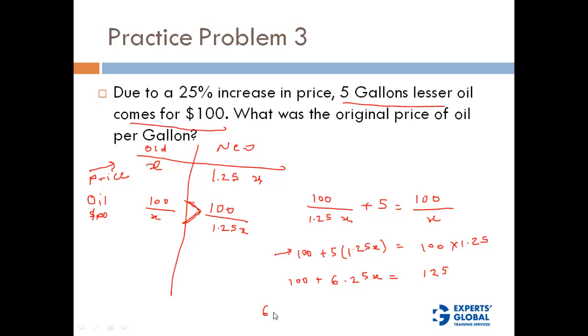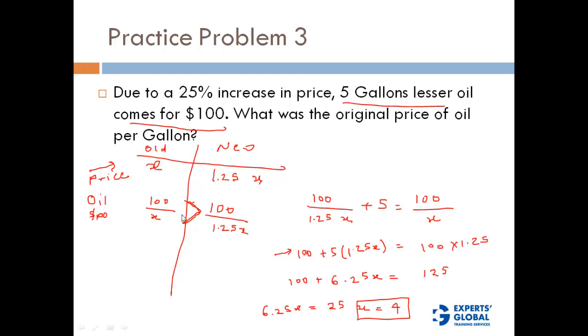So that means 6.25x is equal to, this 100 goes here, it becomes minus 100. 6.25x is equal to 25. So x is equal to 25 divided by 6.25, it is going to be 4. Correct? x is equal to 4.